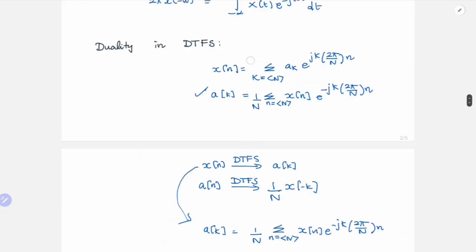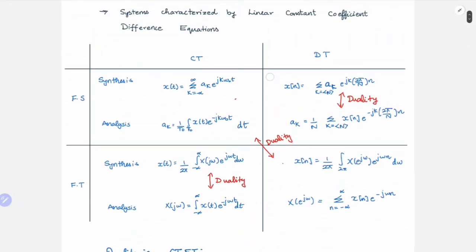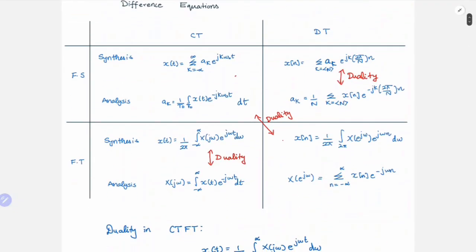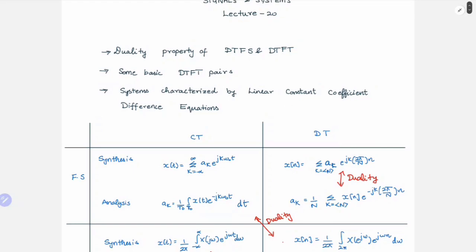So these are the 3 dualities that exist in the Fourier transform and Fourier series. You can't find any other duality because in the other cases either the integral will be finite and infinite, or your summation will be finite and infinite. So these are the 3 possible dualities. Next let us look at some basic DTFT pairs.